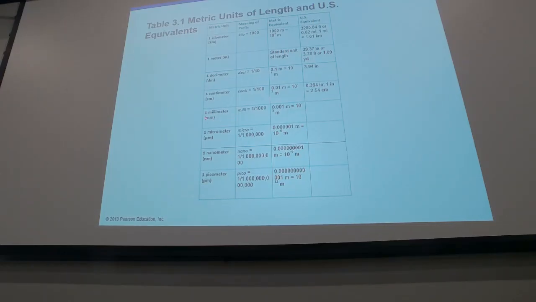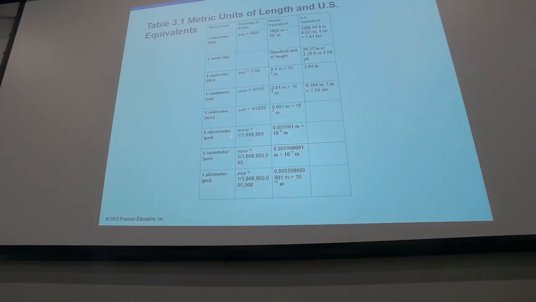The unit is written mm, both lowercase, and milli means 1,000. So we have within 1 meter 1,000 millimeters. You can write it as 0.001 meters, or in scientific notation, 10 to the minus 3. And there is no US equivalent for the millimeter, because it's very tiny.